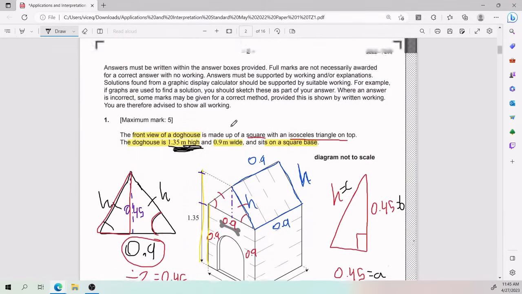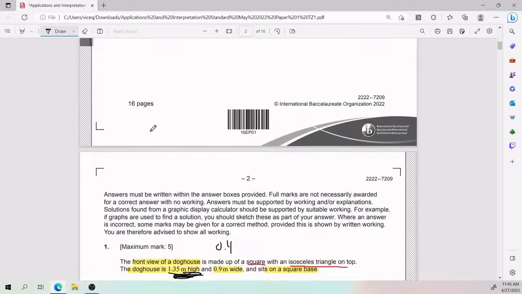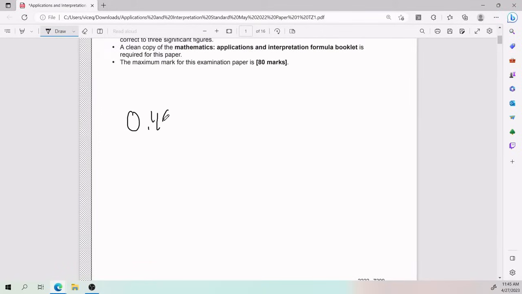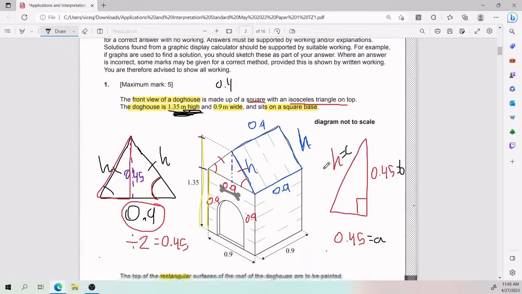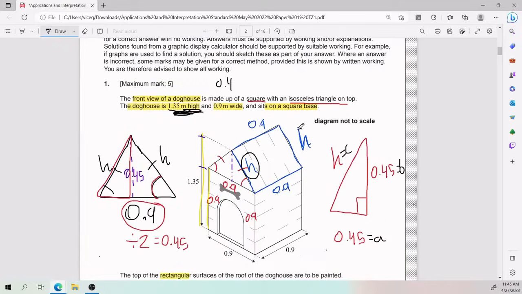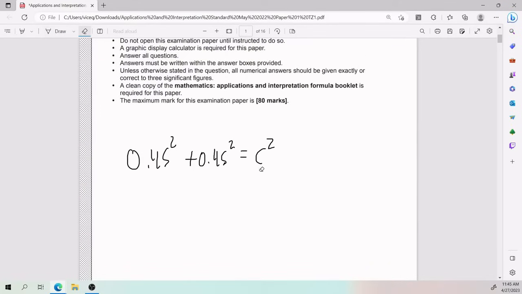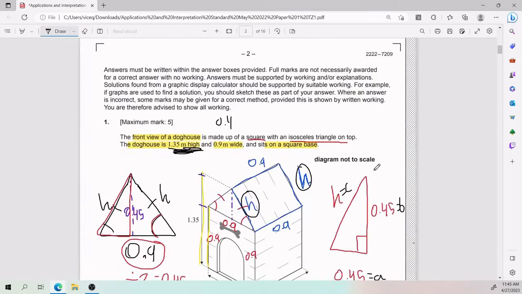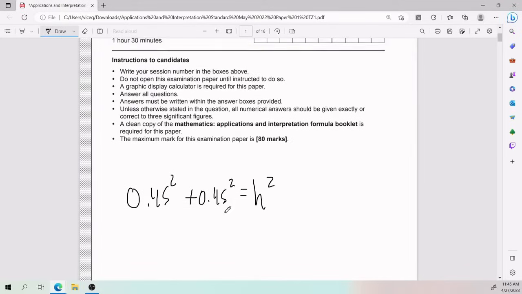So 0.45, there's probably more space up here. 0.45 squared plus 0.45 squared equals c squared. Let's remember that c is my h, ¿cierto? The same h that is in blue. Just so that we're on the same page, I'm going to put h here. So I work it out, using my trusty rusty calculator. You will eventually end up with something that looks like this.